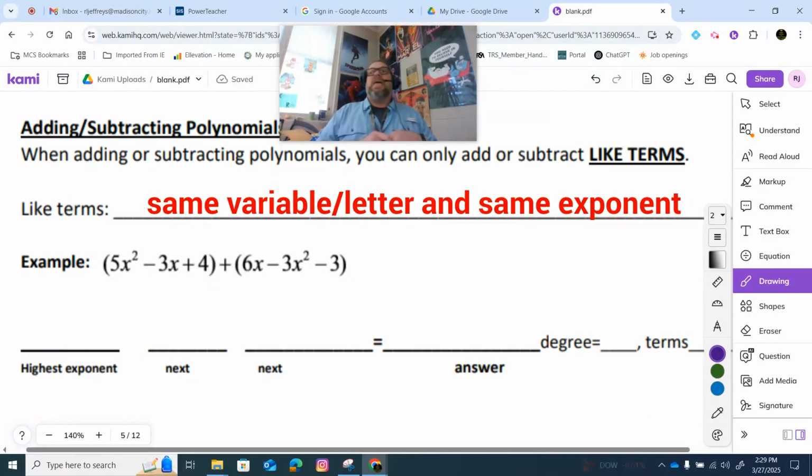Now, I have come up with a system of symbols that I use to do like terms. All right. So what is our highest exponent right here? All right. So I'm going to mark these two together. That's just a Mr. Jeffries thing. You are free to use it. It is not patented.